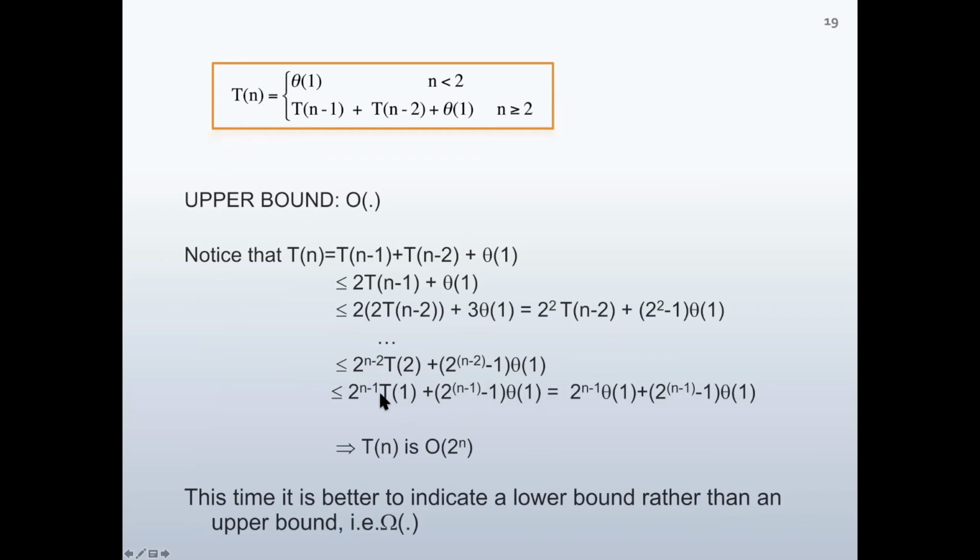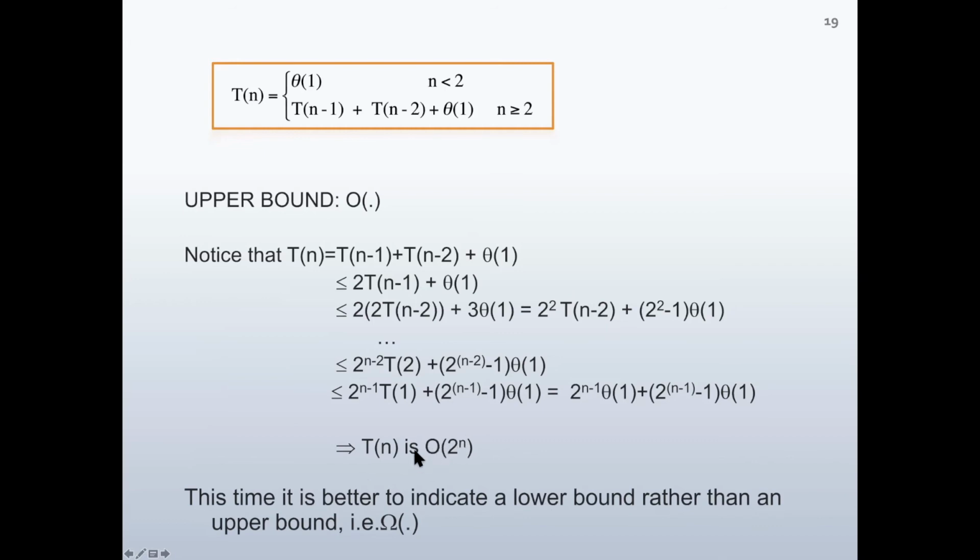And then instead of T(1), we can write theta 1. So it is 2 to the power n minus 1 theta 1. And also here we have 2 to the power n minus 1 theta 1. So if we consider this expression, T(n) is in the order of 2 to the power n. Notice that this is exponential.